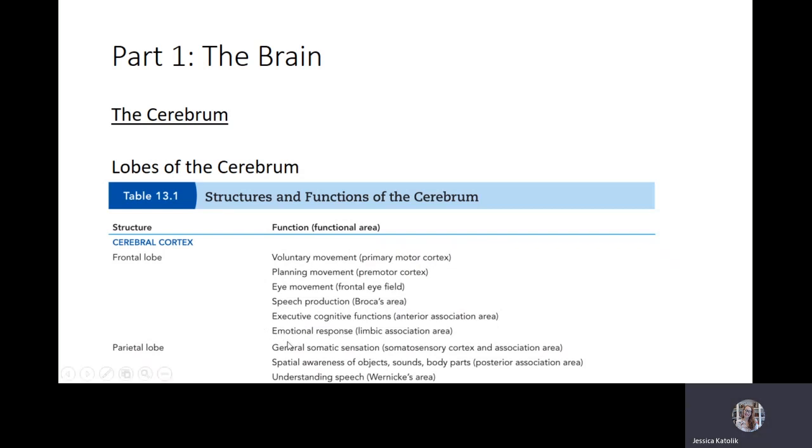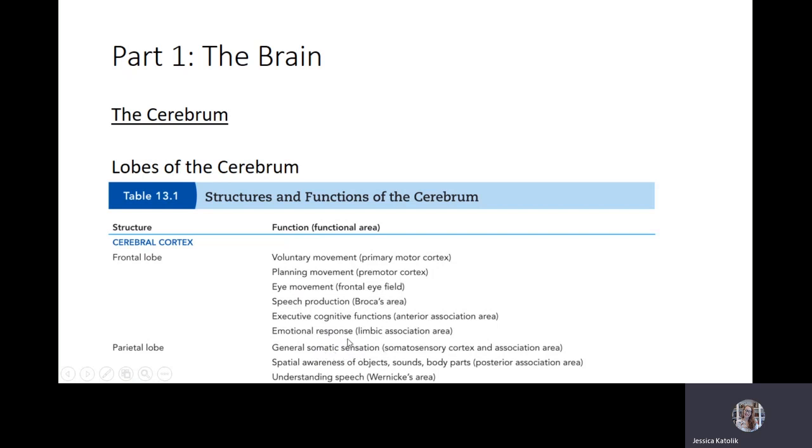And lastly, it will be important for the emotional response. Some of the structures in the frontal lobe are going to be part of the limbic system, and the limbic system plays an important role in creating memories, but also regulating emotion. So again, you don't have to know every single one of these, but I just want you to know one or two of them for the frontal lobe.